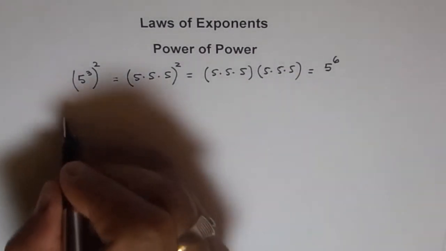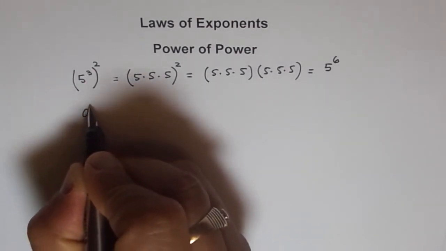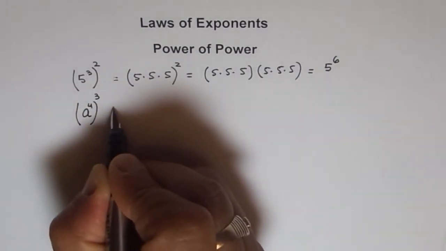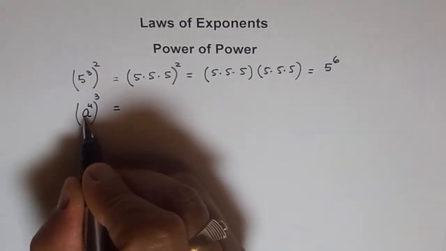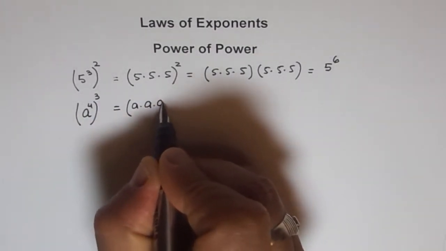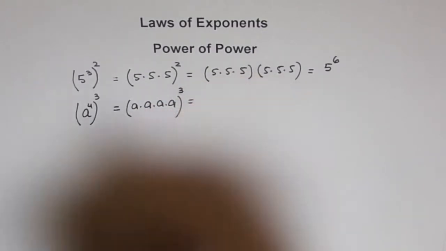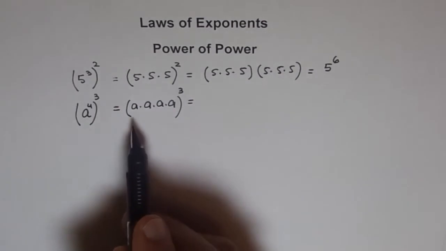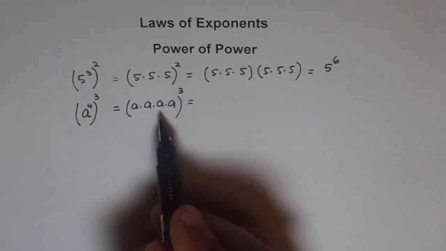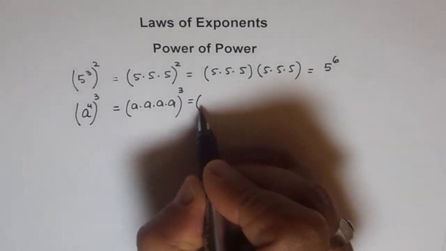Let's try with a general number, and let's say my general number is a to the power of 4 to the power of 3. There are too many a's now. Okay, so a to the power of 4 means that I have 4 a's, and this is to the power of 3. Now, this to the power of 3 means I'll have to write this factor 3 times, correct? So how many a's will I have? 4 times 3, 12. Well, let me write it also.